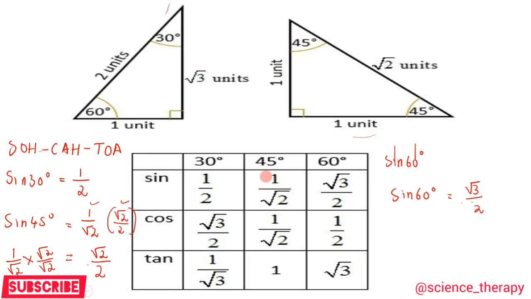Root 2. So we have that 1 over root 2. And when we go to 60, what's adjacent to 60 degrees? It's 1. And what's the hypotenuse? That's 2. So we have 1 over 2.